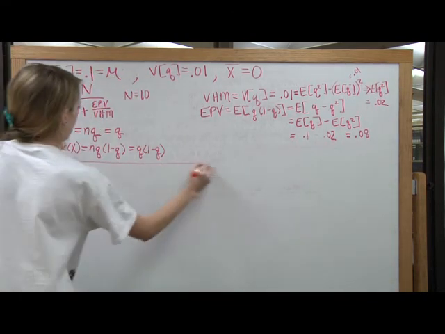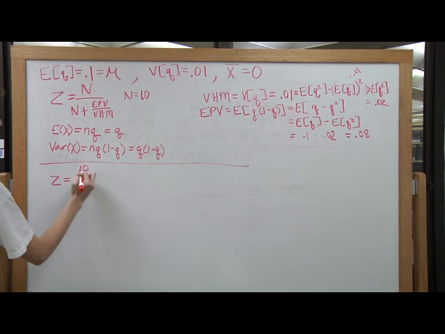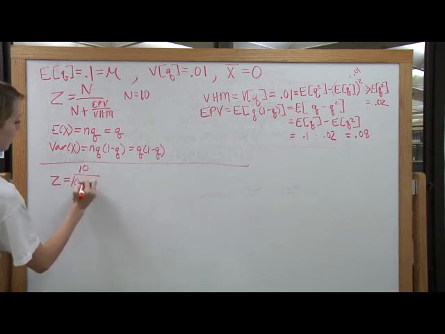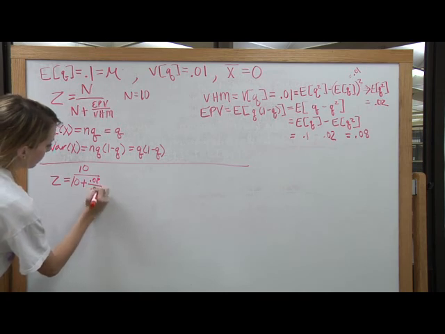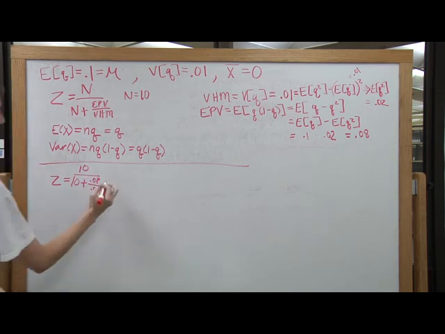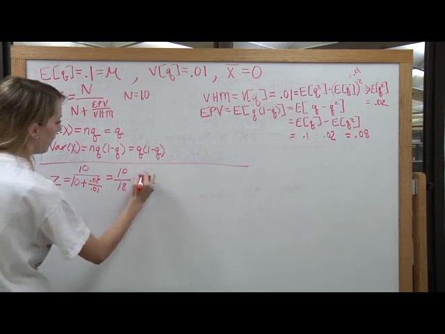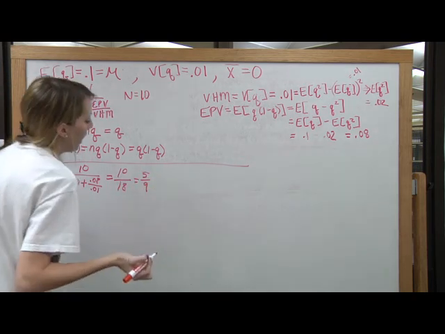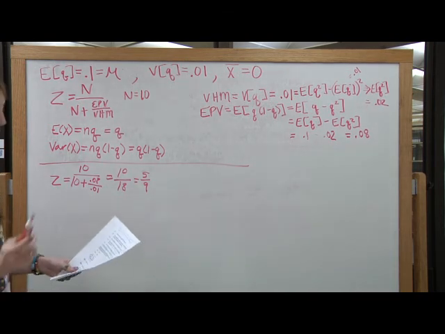So z will be equal to n, which is 10, over 10 plus 0.08 over 0.01. This is equal to 8, so this is 10 over 18, which is 5/9. And we want to find the expected number of claims in the next 5 years.